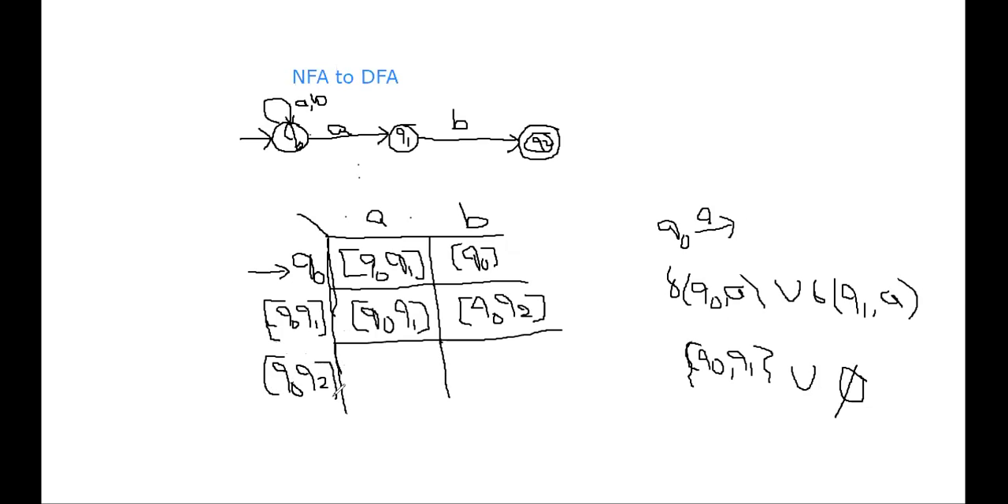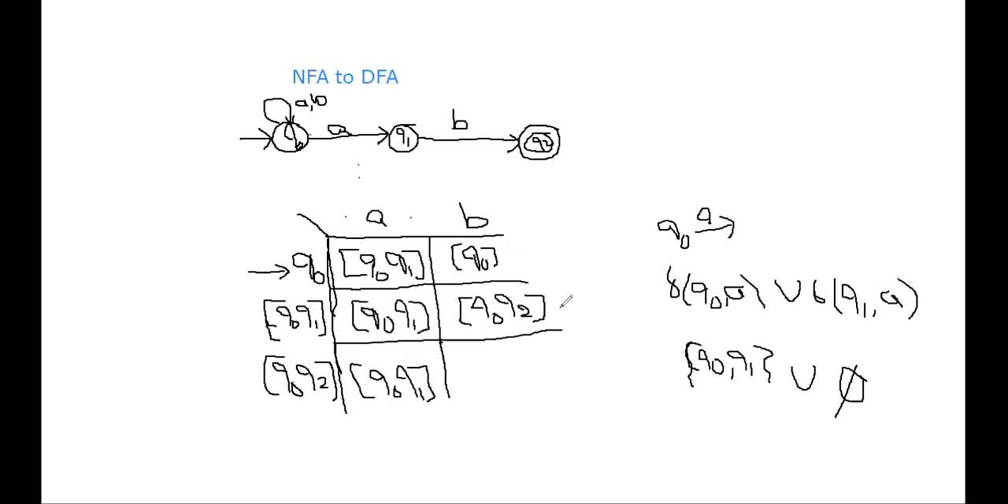Again apply A on Q0 Q2. What is Q0 Q2 on A? What is Q0 on A? Q0 on A is Q0 Q1, union Q2 on A which is phi. Then we get Q0 Q1 again. Then make it a single state, Q0 Q1.